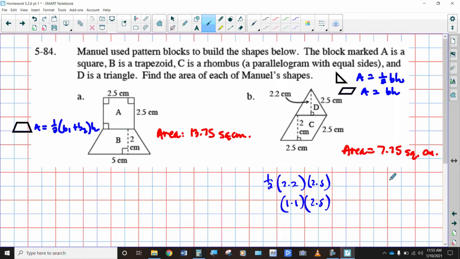2.75. Okay, so we know we've got a 2.75, and then this parallelogram has a base that is 2.5 and a height that is 2. I think the most common mistake would be people multiplying 2.5 times 2.5, but this is not a square. That is not the height of this parallelogram. This is the height of the parallelogram. So if we double 2.5, we get 5. Then when we add them together, that's your 7.75 square centimeters.